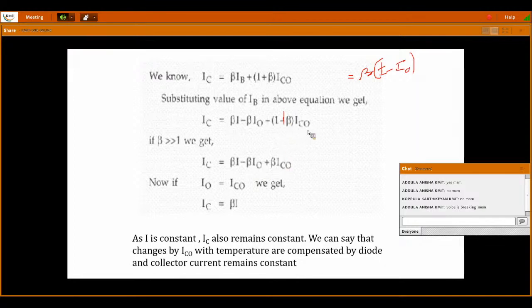So neglect your reverse saturation leakage current ICO, then it is plus of beta ICO. So neglecting your reverse saturation current ICO, then we have beta ICO. So I0 is equal to ICO now. So replace that I0 with ICO.